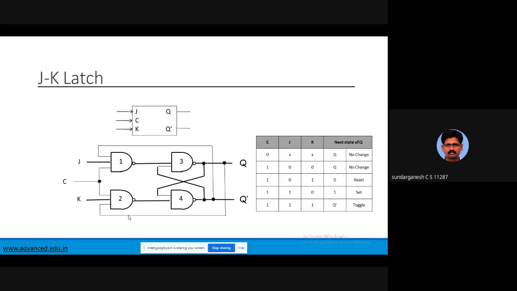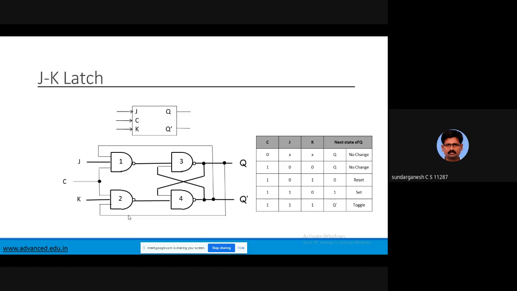In the first NAND gate you have 3 inputs, the second NAND gate has 3 inputs, and the third and fourth NAND gates have only 2 inputs. By connecting this way, you can use the state 1 1. When you don't give any clock, the output won't change. So C equal to 0 means whatever the inputs J and K, the output will remain in the previous state Q, no change.